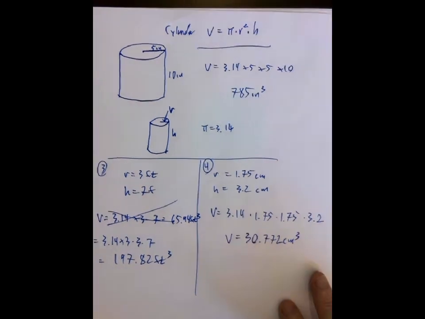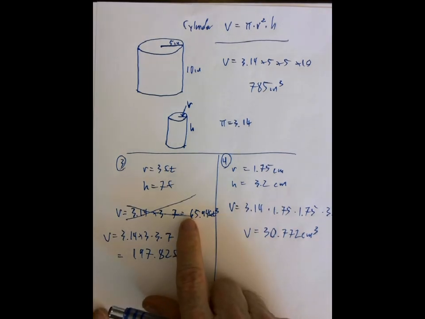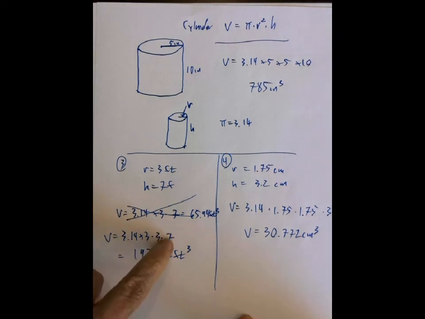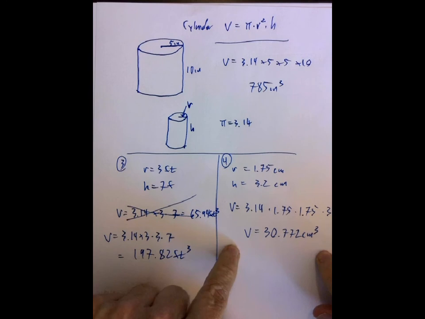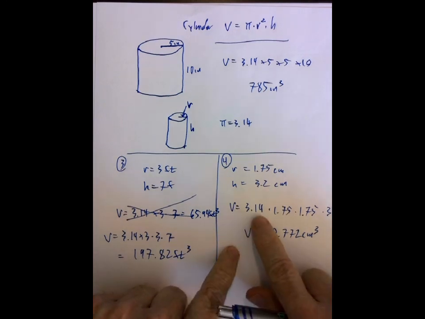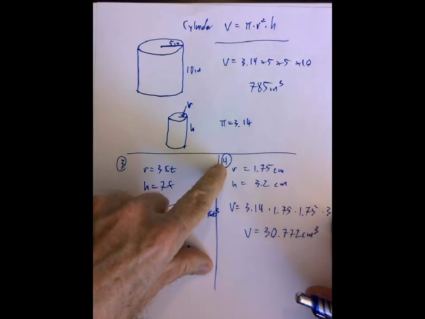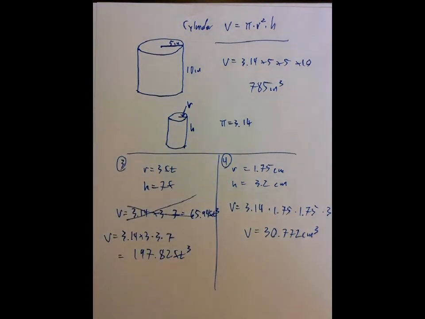Okay, so those are your answers there. The first one, I made a mistake. I forgot to multiply by 3 twice here, but the radius is 3 and the height is 7, so the volume is going to be 3.14, that's pi, times 3 times 3 times 7, which works out to be 197.82, because it's radius squared, remember. On this one here, the volume is 3.14 times 1.75 times 1.75, that's radius squared, times 3.2, the height. It works out to be 30.772 cubic centimeters.